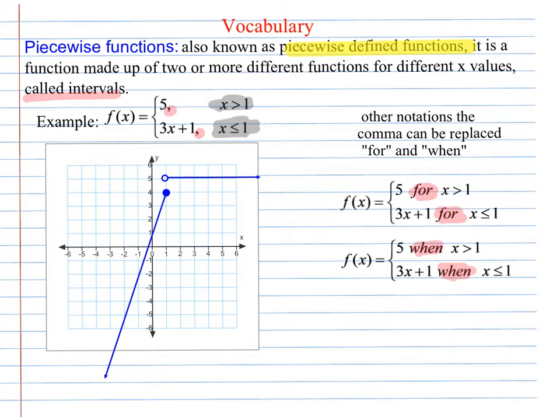So for this slide, I need you to understand what a piecewise function is. It's basically two or more different functions on the same graph with restrictions or intervals, and these are your restrictions. For example, they could put a comma, then your restriction. They could also write "for," then your restriction, or they could write "when" and then your restriction. It all depends on the teacher, the book that they're using, if it's going to have a comma, a "for," or a "when." And right here we have a piecewise function.